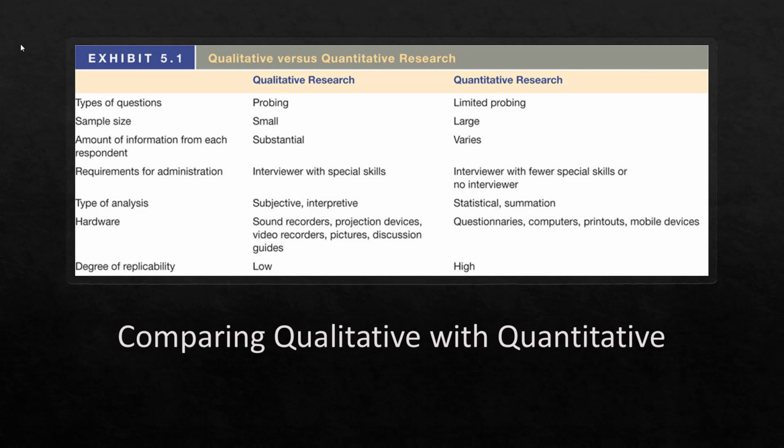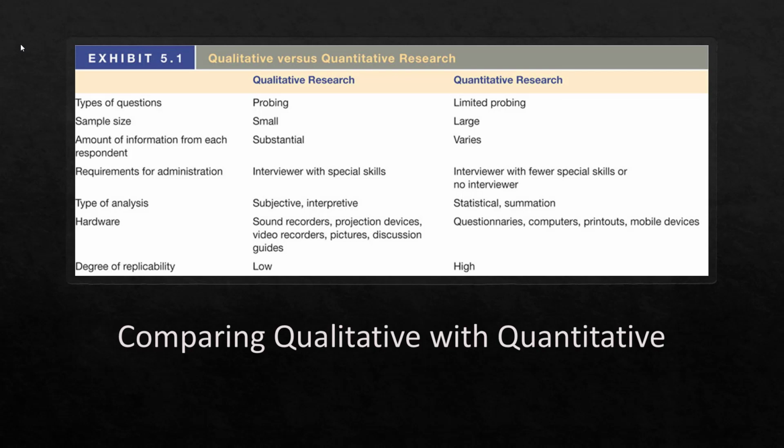The fourth major difference is the requirements for administration. Qualitative research requires interviewers with special skills. They must be well trained in doing focus groups and in-depth interviews. It takes lots of experience to do a good job. On the other hand, with quantitative research, when you administer a survey, for example online, you don't really need lots of special skills. A grad student or teaching assistant can often help a professor administer surveys to their students in a study, for example.